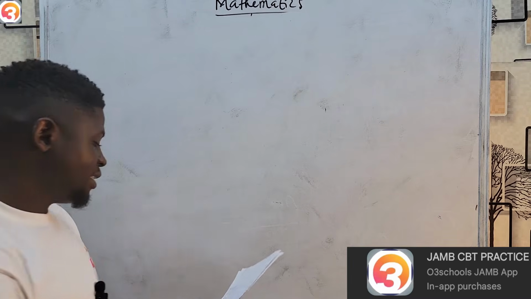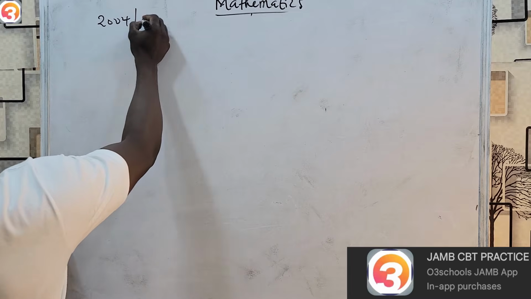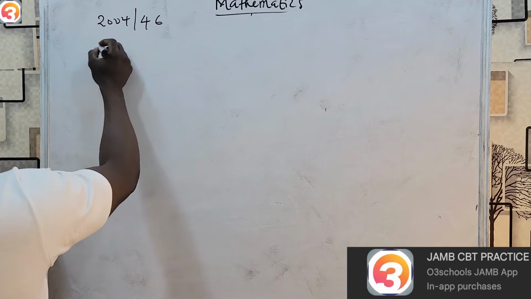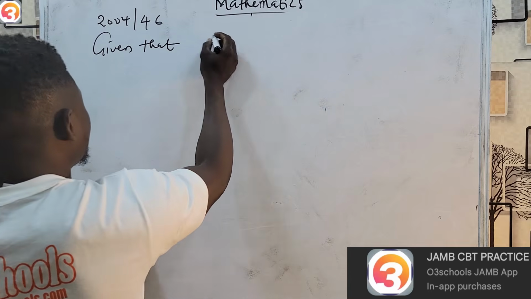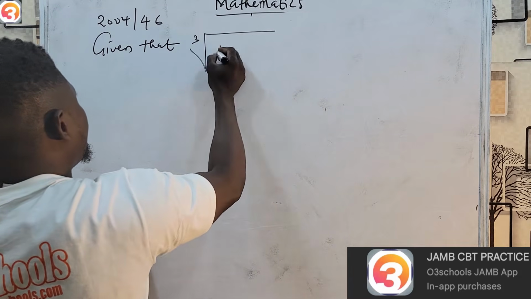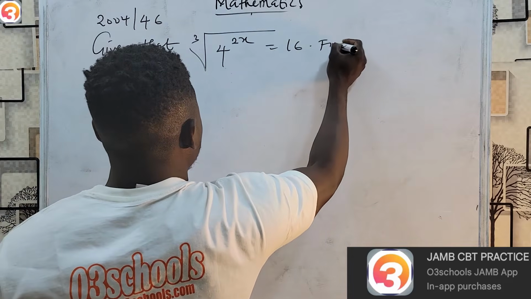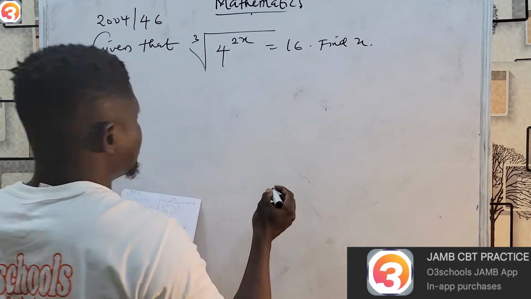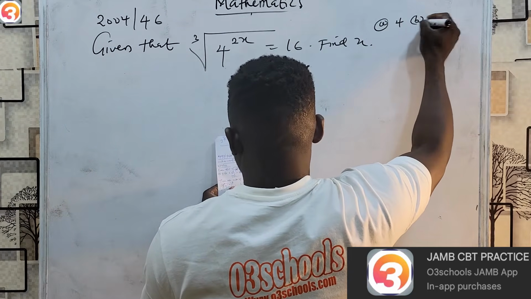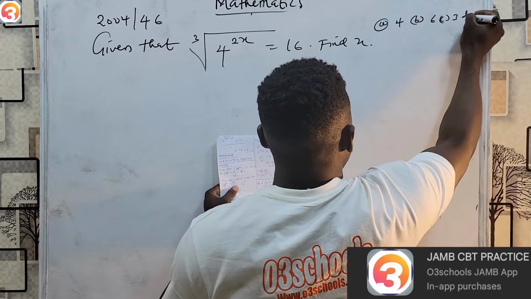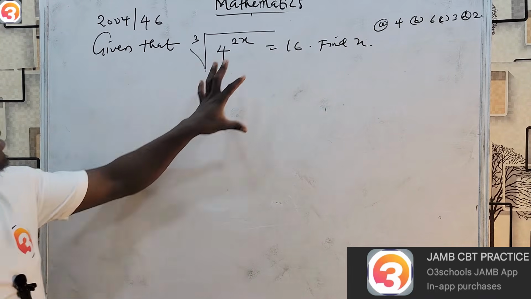All right, now indices involving equations. It's a 2004 question number 46. They say given that the third root of 4 raised to power 2x is equal to 16, find x. A is 4, B is 6, C is 3, D is 2. So it's that simple. Now we're given this question.